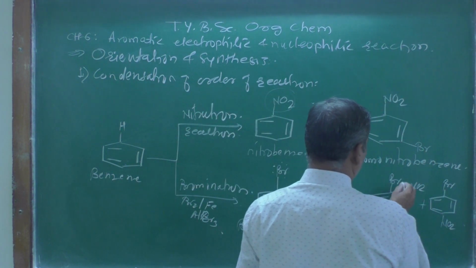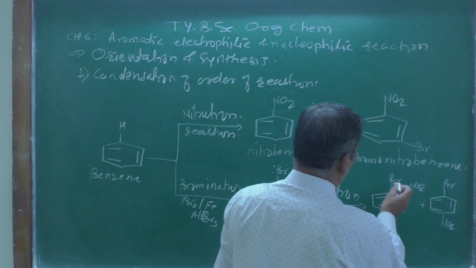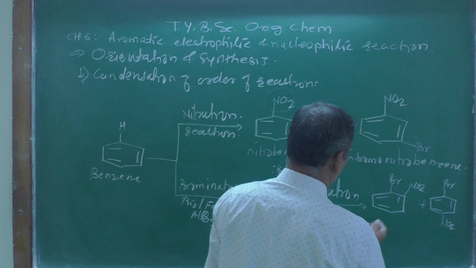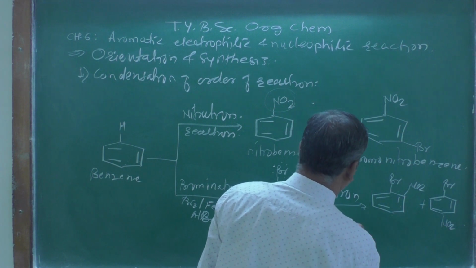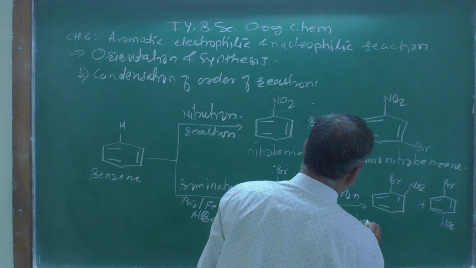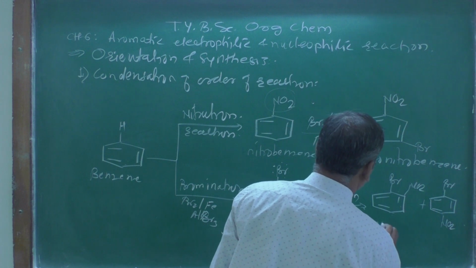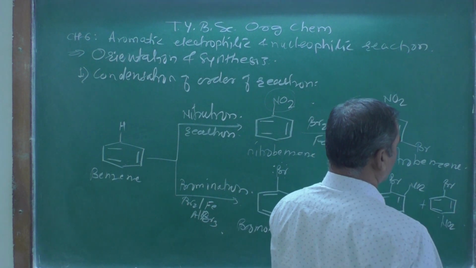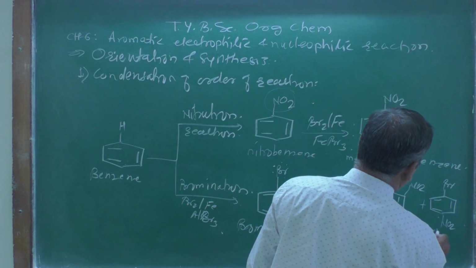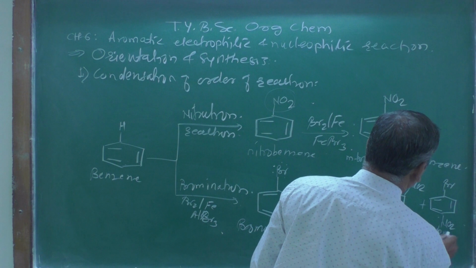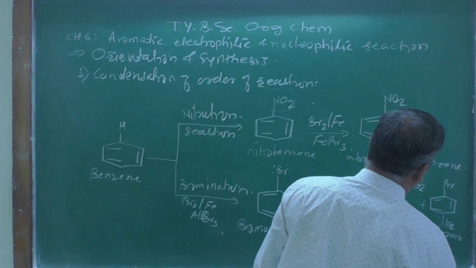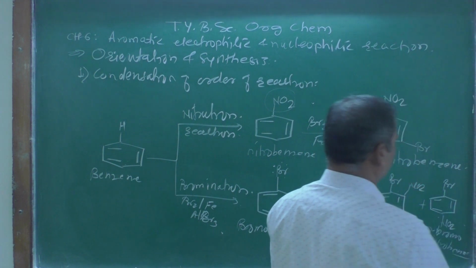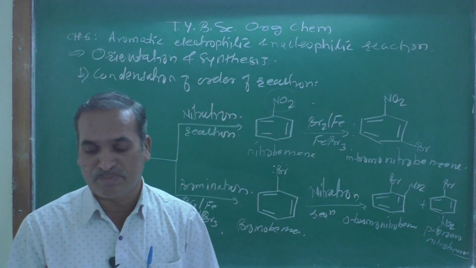So this one is called ortho bromonitrobenzene, or what we can call ortho bromo nitrobenzene, and the name of this compound is para bromo nitrobenzene. Para bromo nitrobenzene is the name of that compound.